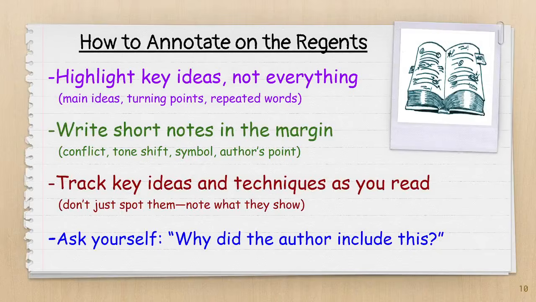So how to annotate on the Regents exam. Highlight key ideas. Not going to highlight everything. Look for main ideas, turning points, repeating words. Write short notes in the margin. You don't want to make lengthy annotations. Just keep it short. Looking for conflict, tone shift, symbol, author's point.